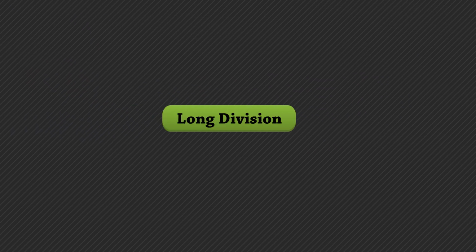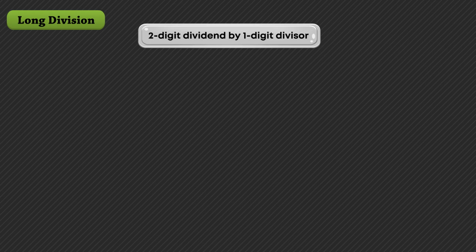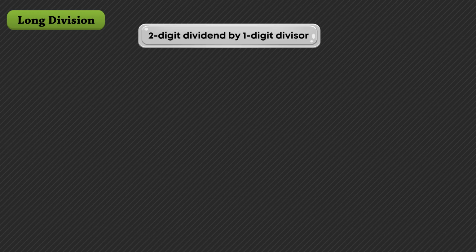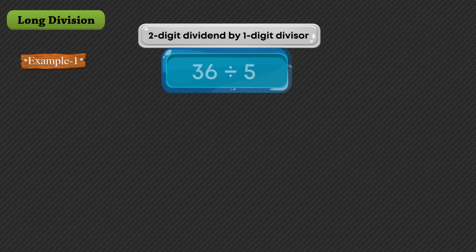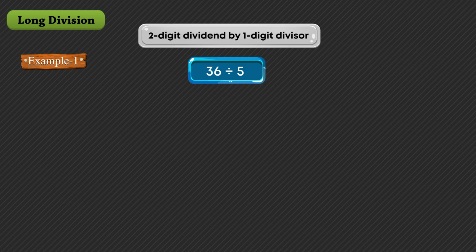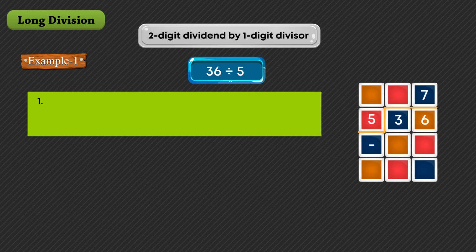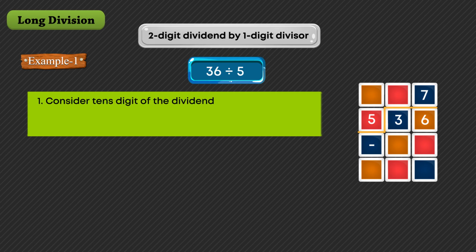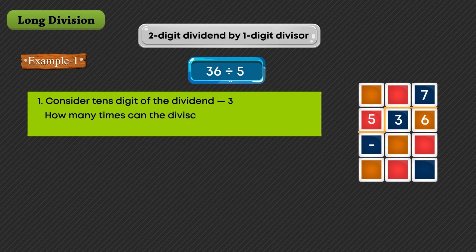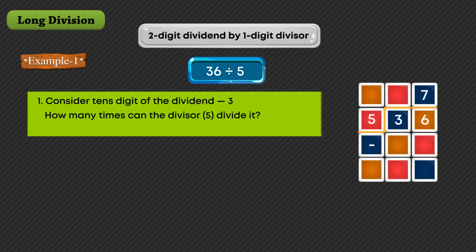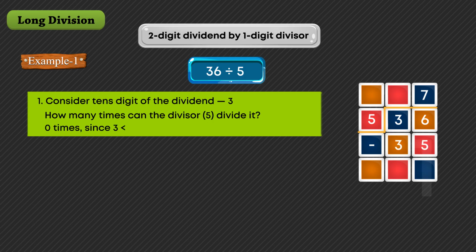Long division. 2-digit dividend by 1-digit divisor. Example 1. 36 divided by 5. 1. Consider tens digit of the dividend, 3. How many times can the divisor 5 divide it? 0 times, since 3 is less than 5.